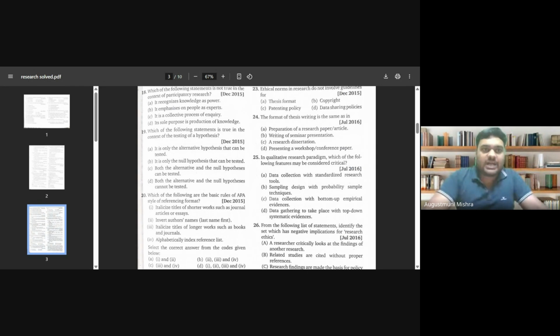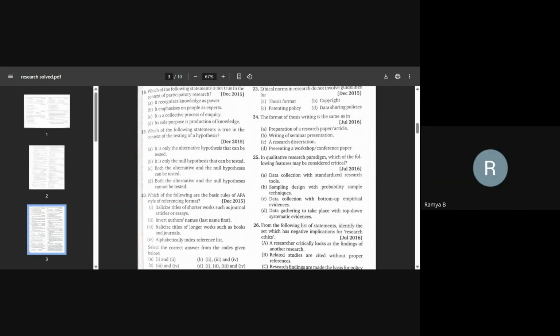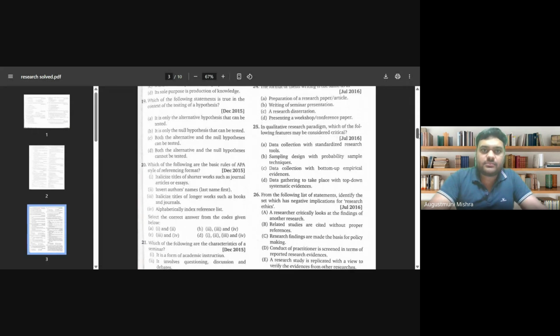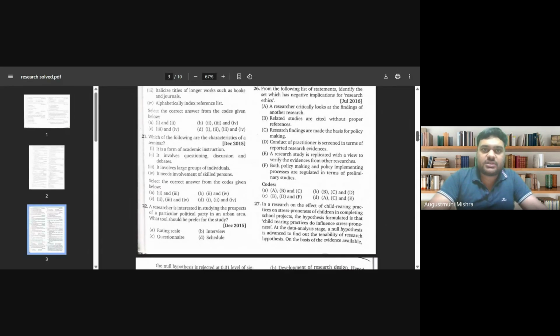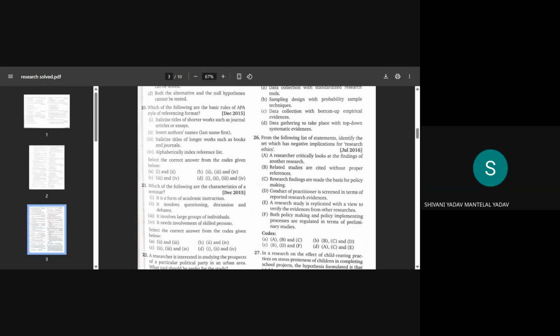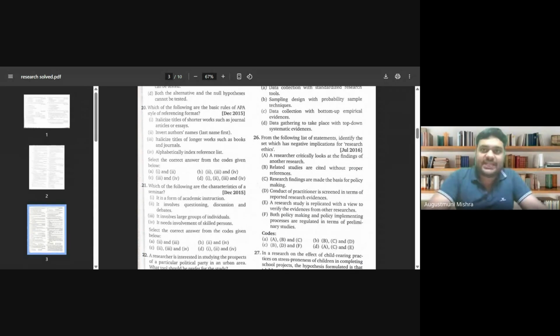So the answer of 19 will be B. What will be the answer of question 20? I'm just moving it. So what's the answer for question number 19? Answer B, ma'am. Question 19 answer is B.